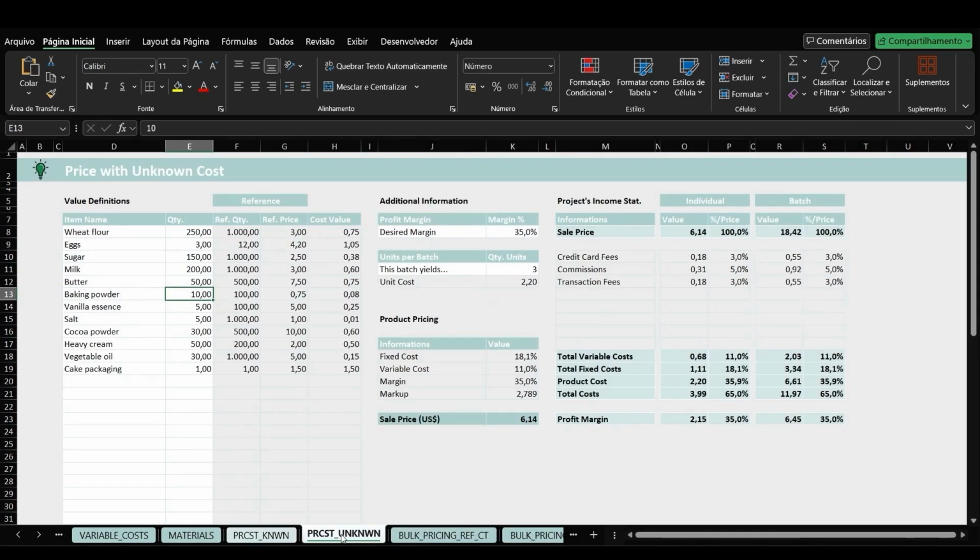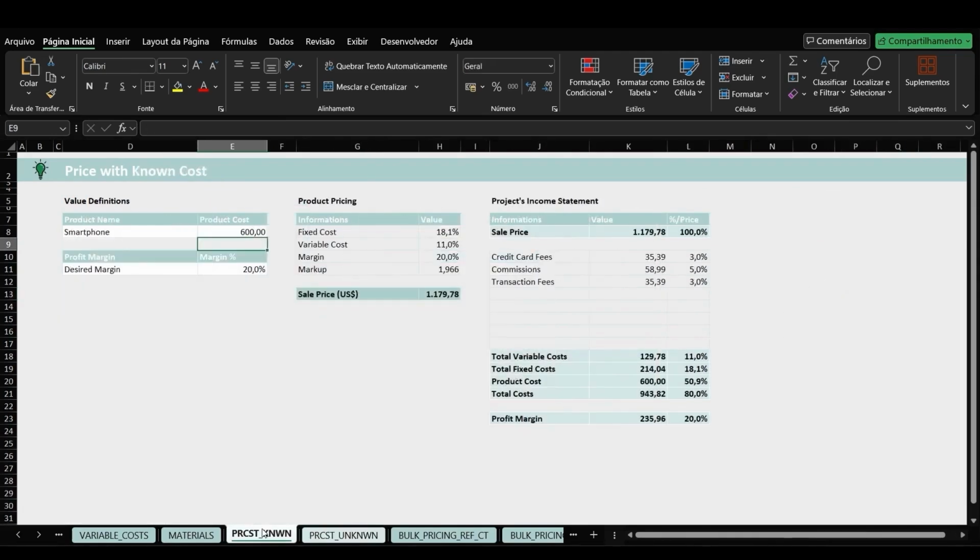So, for example, you buy a ready-made product like a smartphone and you want to figure out the selling price for that product. How much do you need to set the price for this product to achieve a certain profit? Pricing is going to be pretty straightforward.